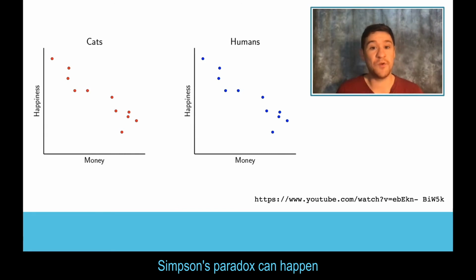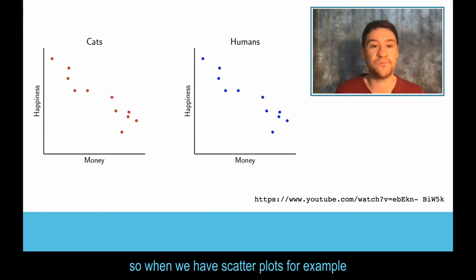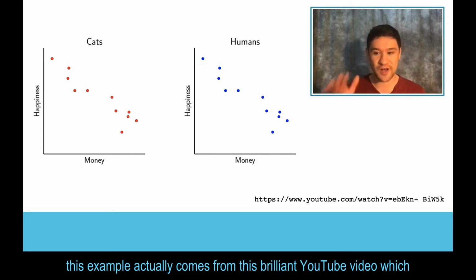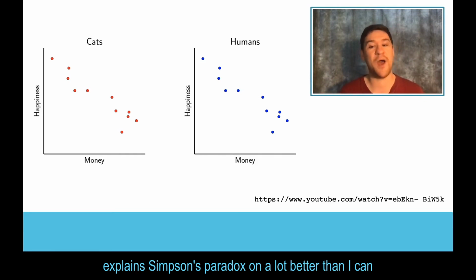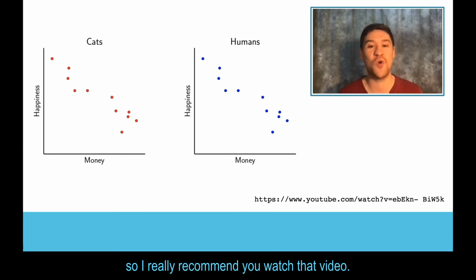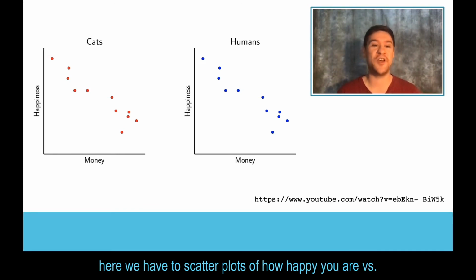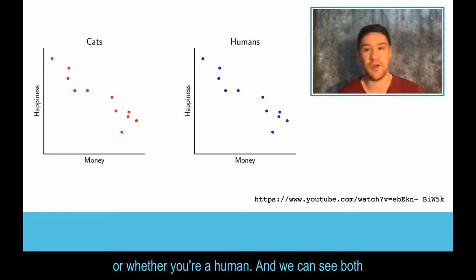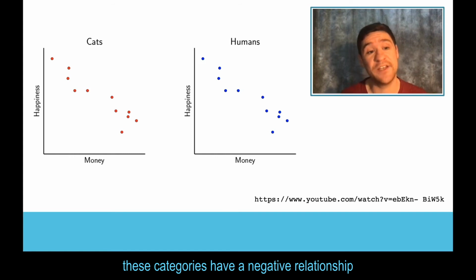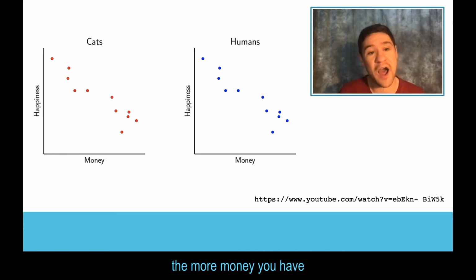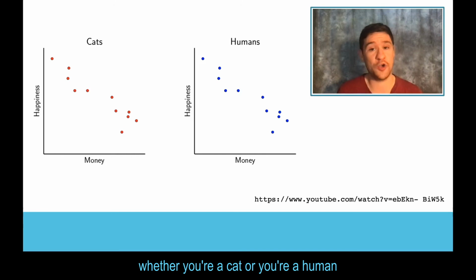Simpson's paradox can happen with interval data as well. When we have scatter plots, for example, this example actually comes from a brilliant YouTube video which explains Simpson's paradox a lot better than I can, so I really recommend you watch that video. In this example, you can see we have two scatter plots of how happy you are versus how much money you have, whether you're a cat or a human. We can see both these categories have a negative relationship. The more money you have, the less happy you are, whether you're a cat or a human.